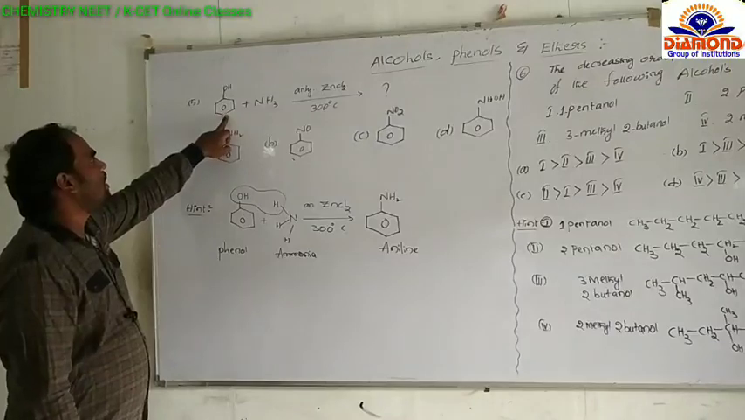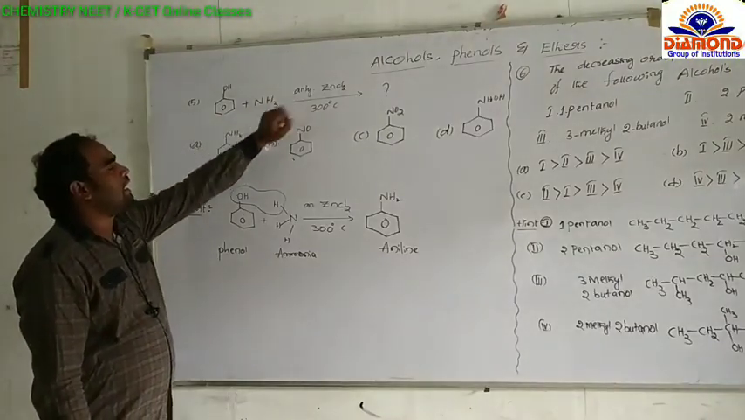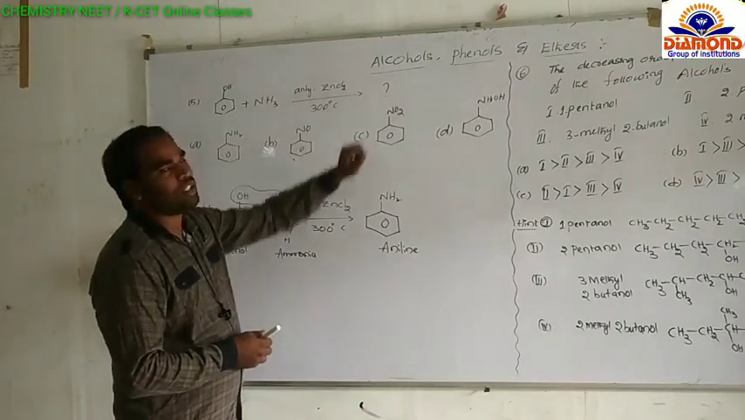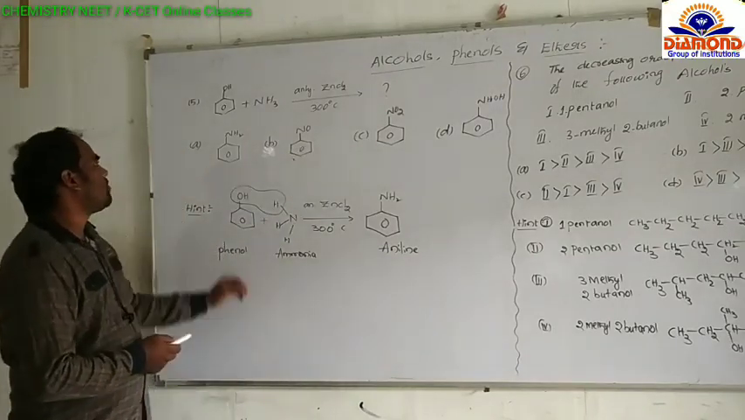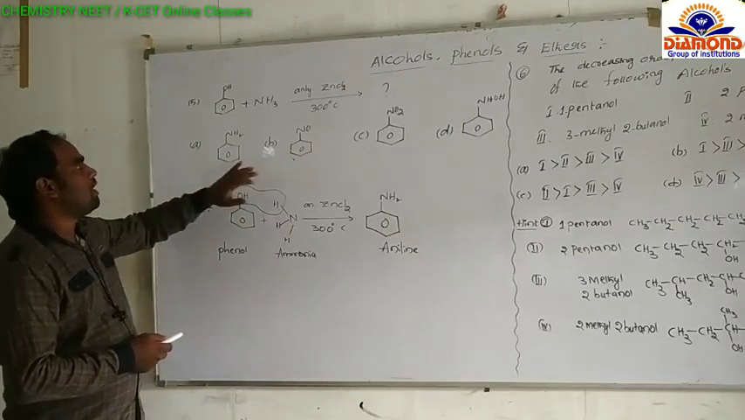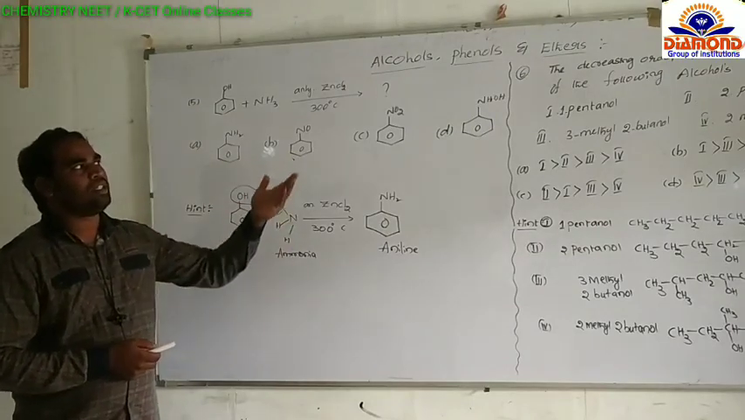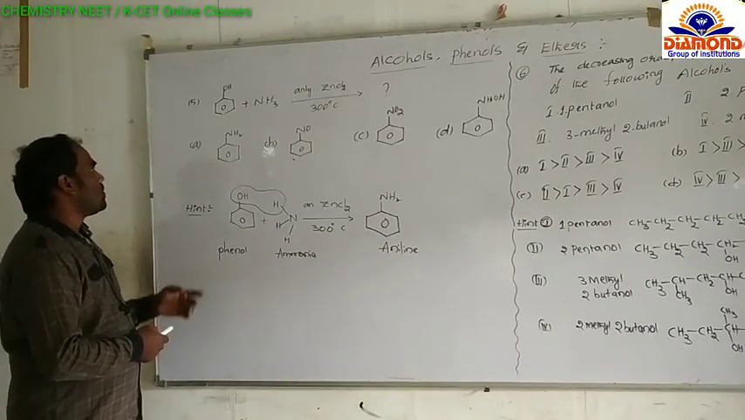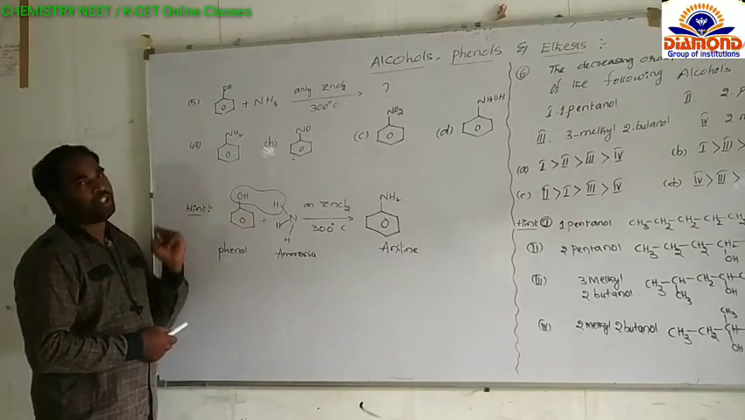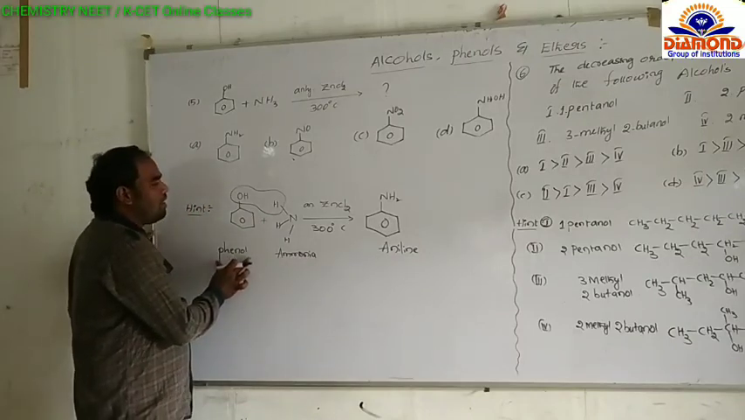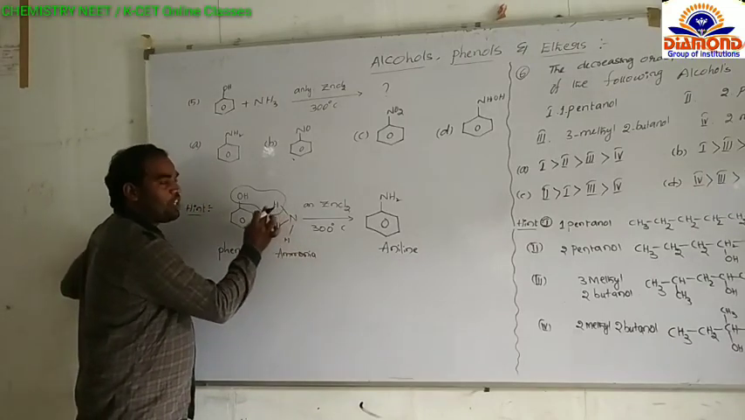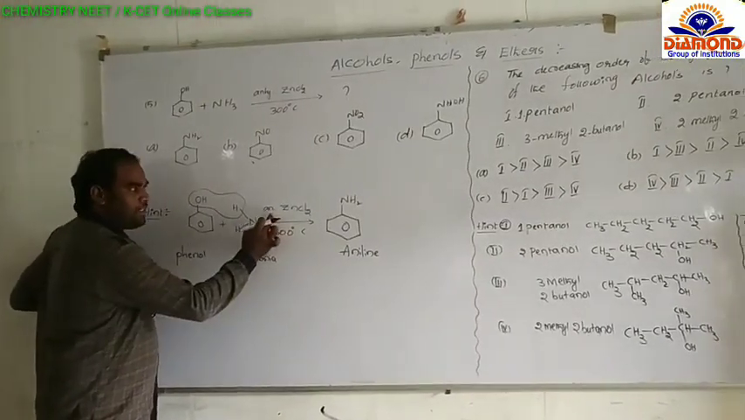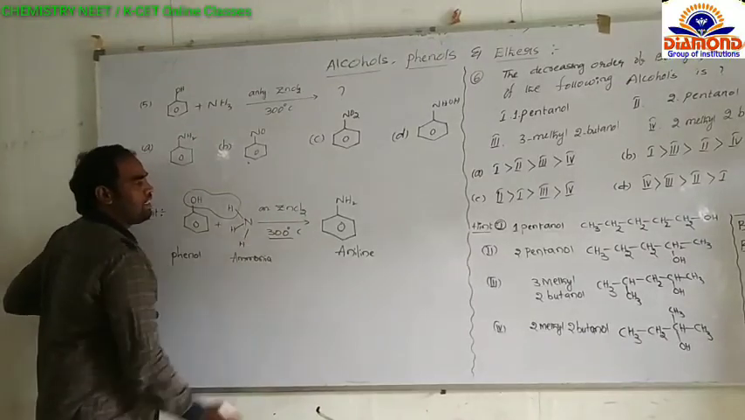Next question is, phenol reacts with ammonia in the presence of anhydrous ZnCl2 at 300 degrees Celsius. The product is what? That is the question. So the options here are the aniline molecule, nitrosobenzene, nitrobenzene and a hydroxylamine group containing benzene. So this is the hint for this question, students. So phenol reacts with ammonia, NH3 for our convenience, in the presence of anhydrous ZnCl2 at 300 degrees Celsius.